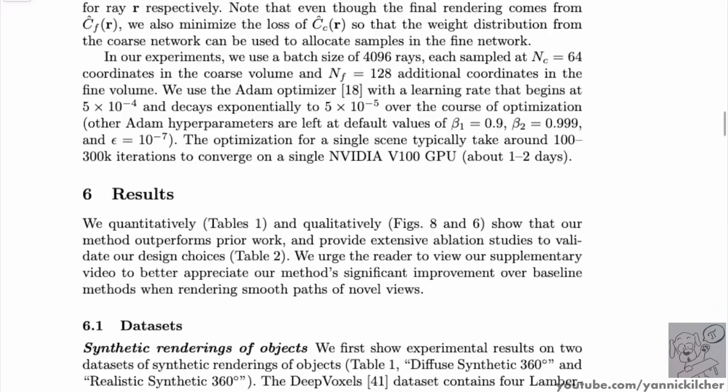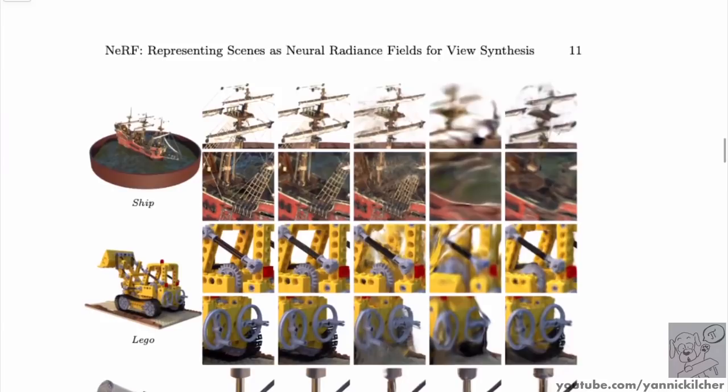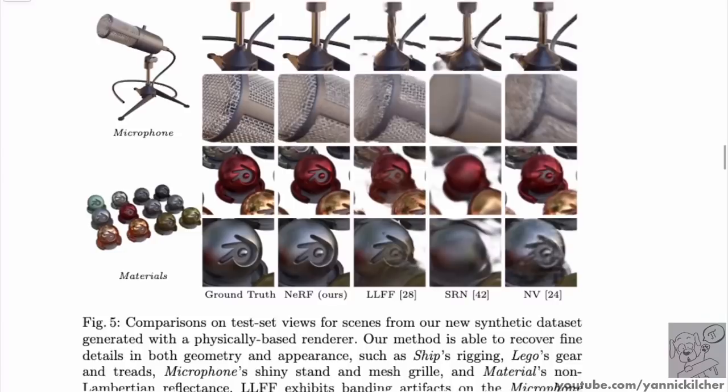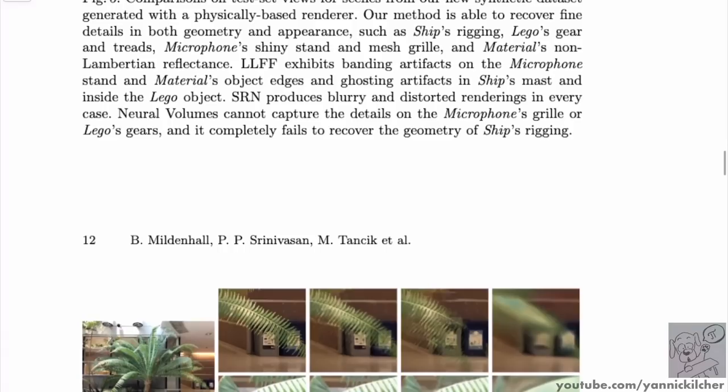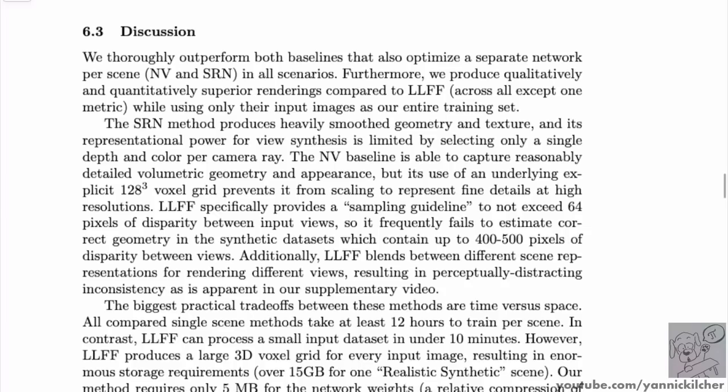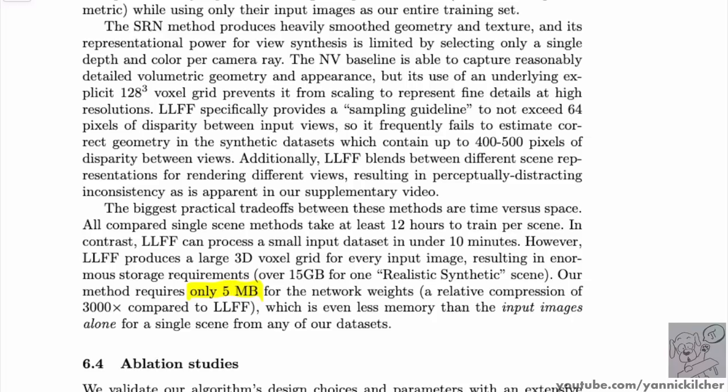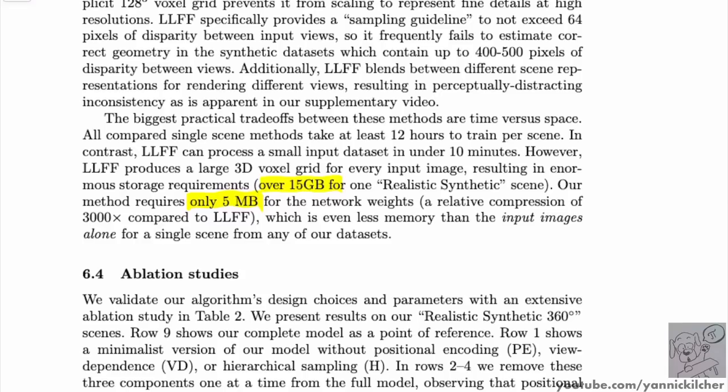So the results you have already seen, there are a bunch of metrics that prove that this one is really good. And as you can see, it can handle fine-grained structure right here in the microphone that others can't. They say one neural network of one scene fits into a few megabytes. So it fits into 5 megabytes. And this is a lot better than things that use voxel grid representations, which I think this other thing they compare to uses over 15 gigabytes for the same scene.